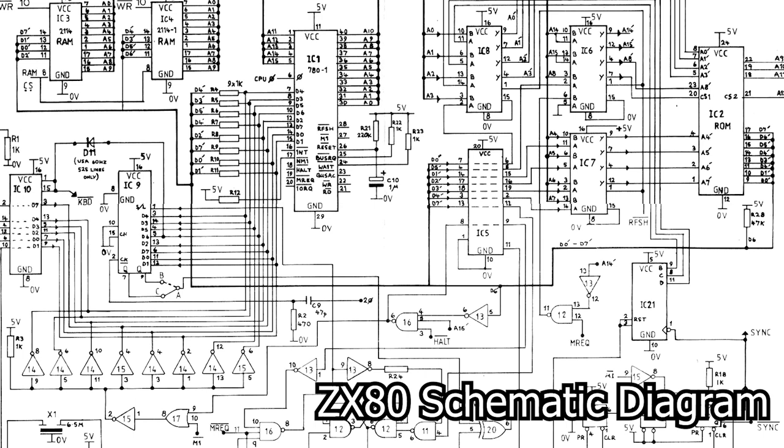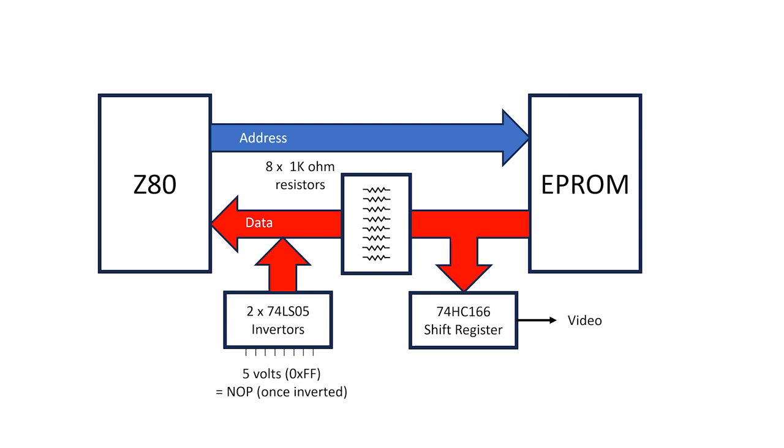Some of the eagle-eyed amongst you might have noticed that the wiring is slightly different for the ZX80. The knob generator and the shift register are both directly connected to the CPU, and I'll go over why this happens in the next video. But for now, I'm going to wire up the way I've shown it here in this block diagram.